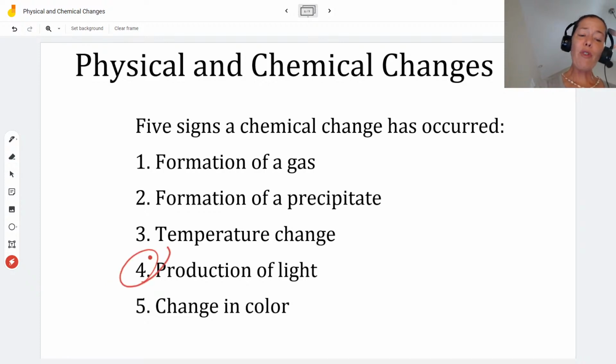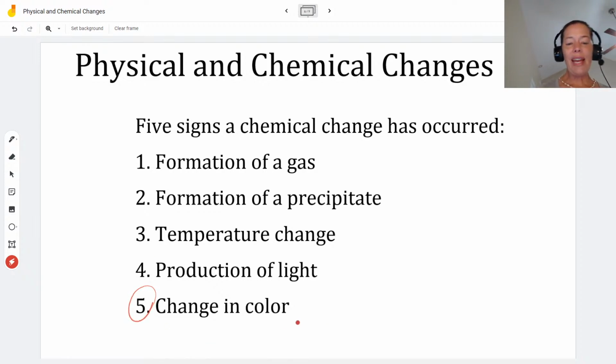Okay, number 4 is the production of light. If you have something that is producing light, probably there is a chemical change. Again, like a candle, you've got a chemical reaction going on there. It produces heat and light. Fireflies, lightning bugs, and glowworms are actual chemical reactions that are producing light, but not with a lot of heat, because obviously that would kill the bug. So production of light is a sign of a chemical change.